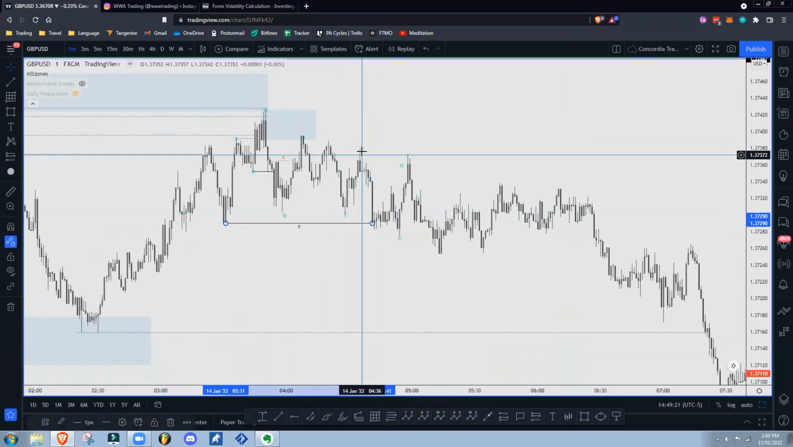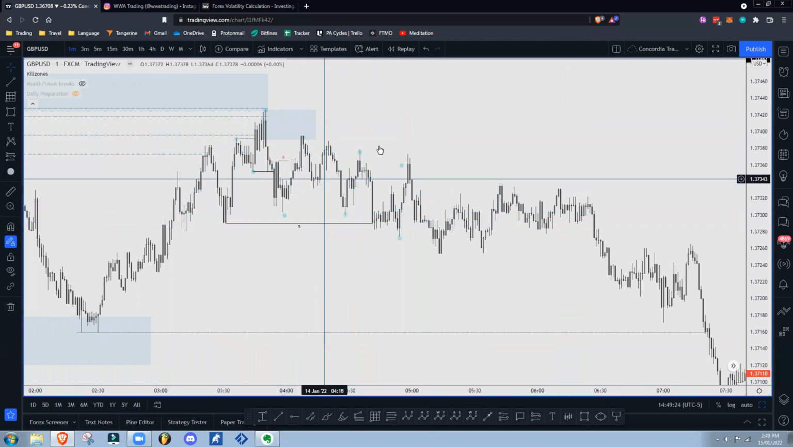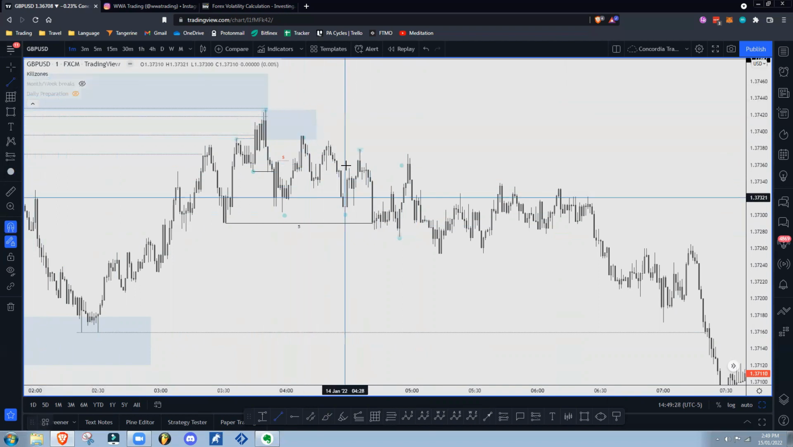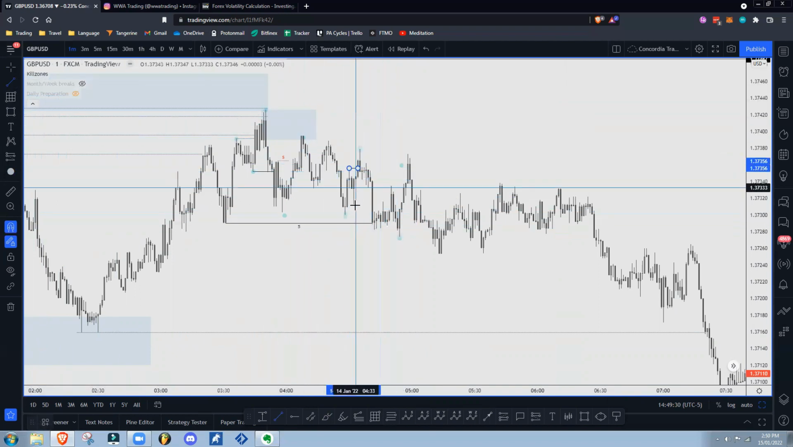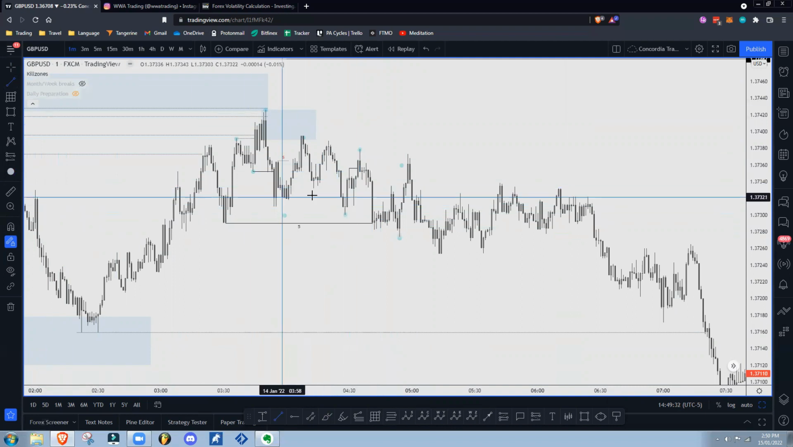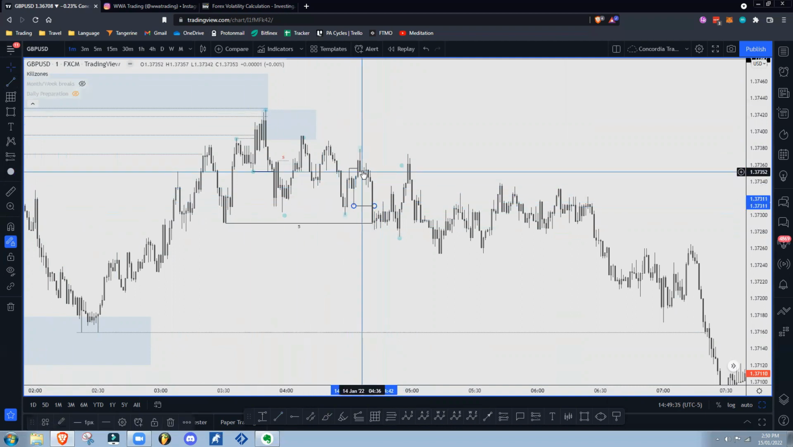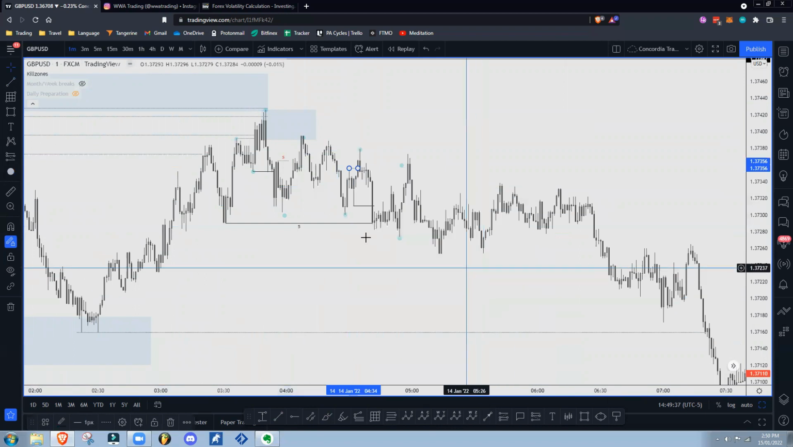So here we go. Sorry, I just wanted to mark that out nice and cleanly. And you can see here, what did we get? We had a sweep on structure right here. We had a break on structure right there. Okay, super easy.